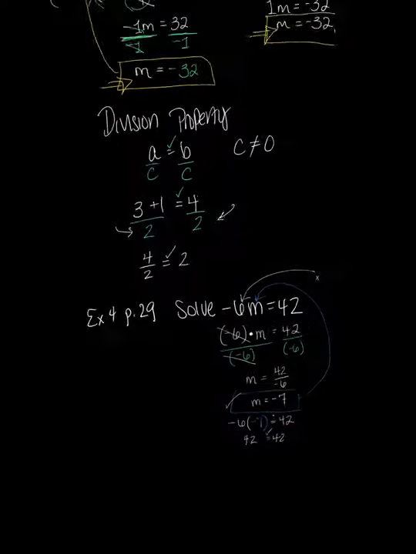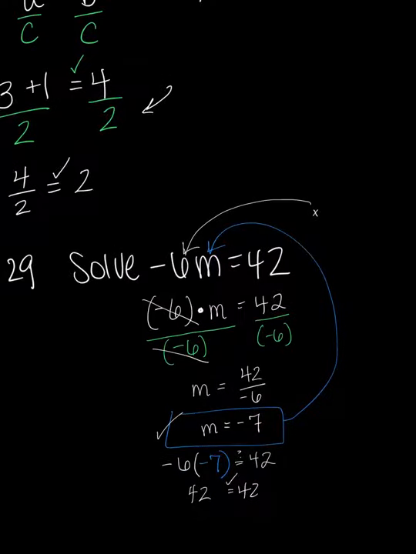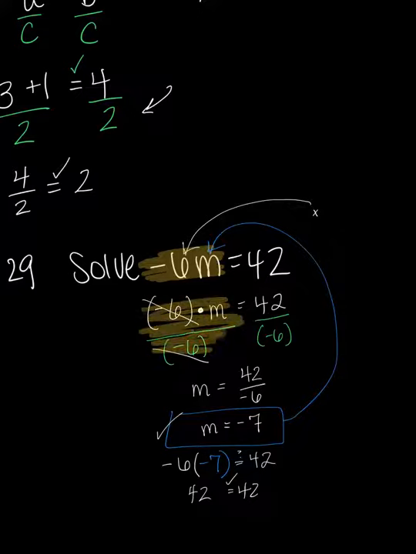If I have a situation where I am multiplying something times my variable, the opposite of multiplication is division. You have to divide it away. What you do to one side, you've got to do to the other. Then solve it and get your variable.